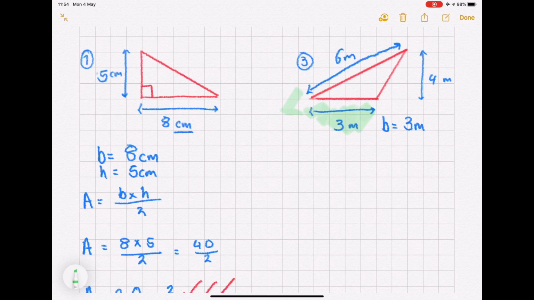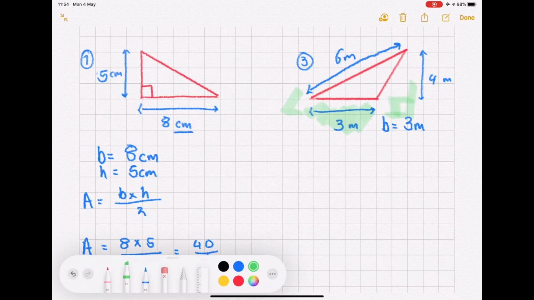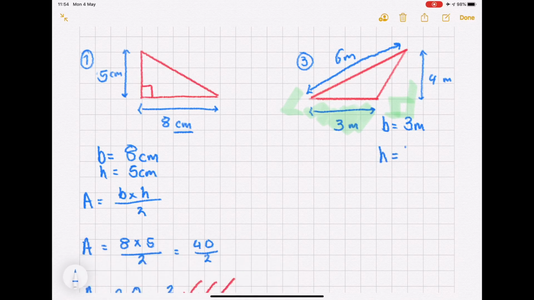Well, our height has to be perpendicular, at a right angle. Is 6 centimeters at a right angle to 3? No, it isn't. Is 4 centimeters? Yeah, that's a right angle. Perfect. So our height is 4 meters.